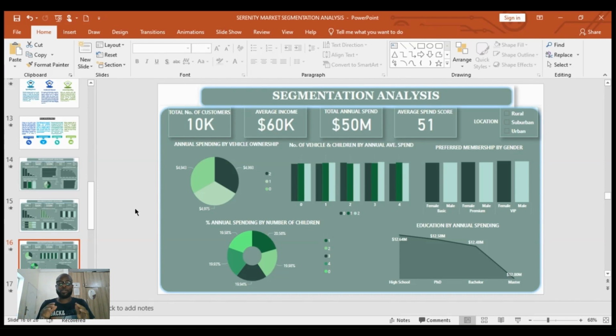And then looking at percentage annual spending by number of children, we discover interestingly that customers with just a child spend more compared to customers with two, three, or four children. One would have expected that customers with two, three, four children will spend more, but that is not the case. When we also looked at education by annual spending, we discovered that the customers with PhD tend to spend more compared to those with master's, and those with bachelor's and high school also spend more compared to customers with master's.